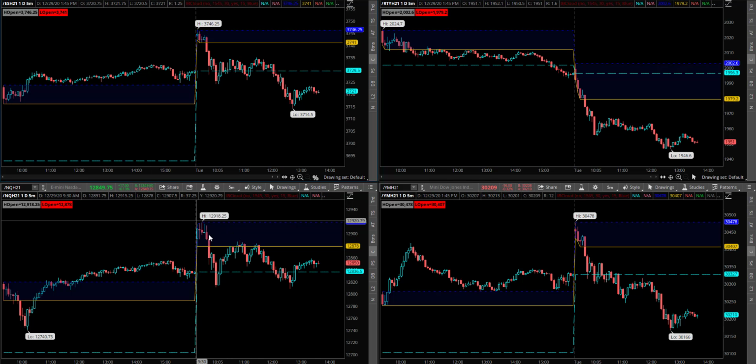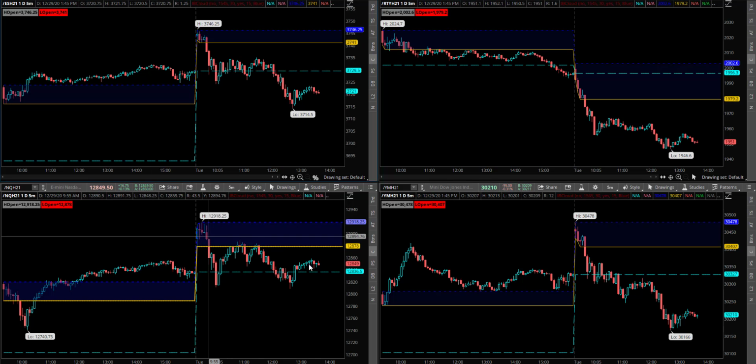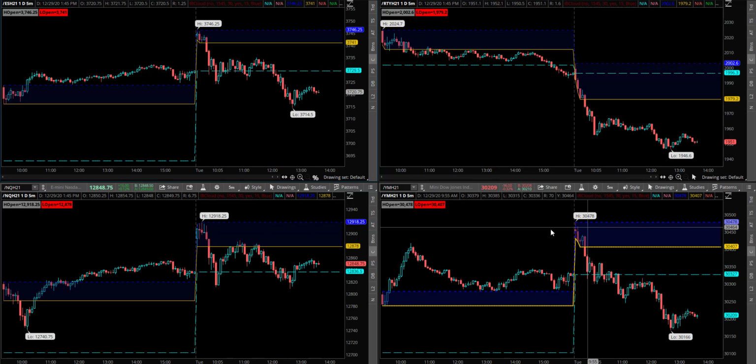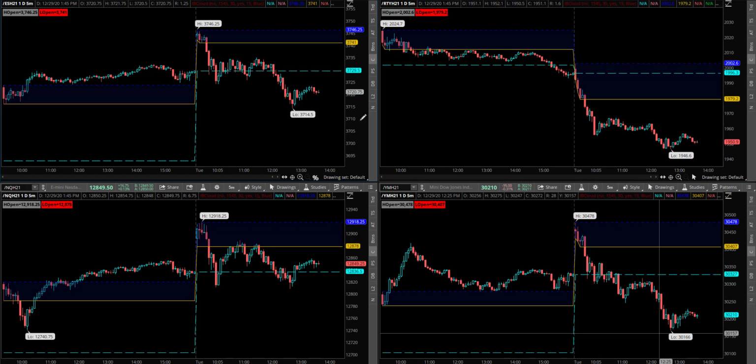You can see NASDAQ here just below, opened near the highs, and it's currently trading down in the bottom portion of the range. Dow quite weak here. We actually have some outside days forming in the S&P and the Dow, and then Russell up here in the top right, pretty weak as well.